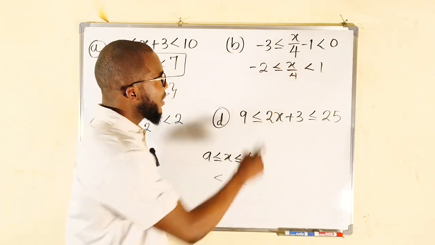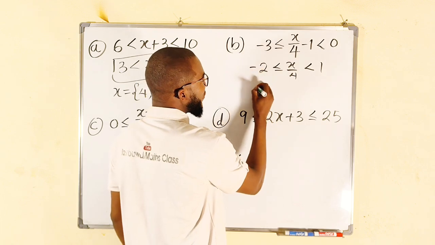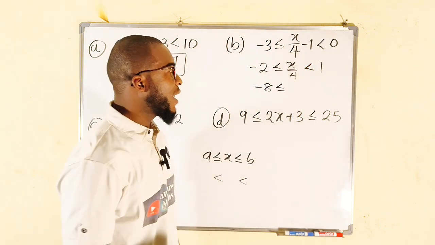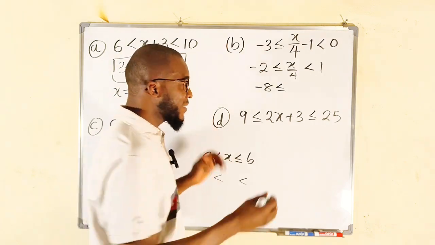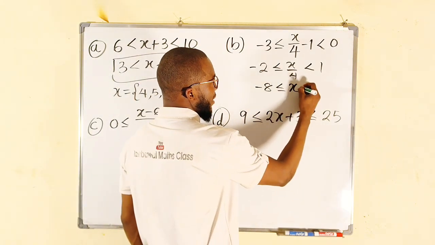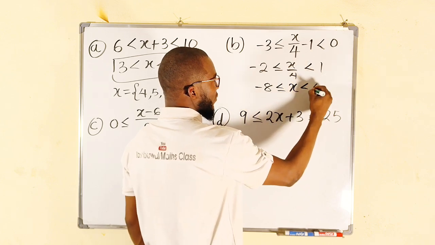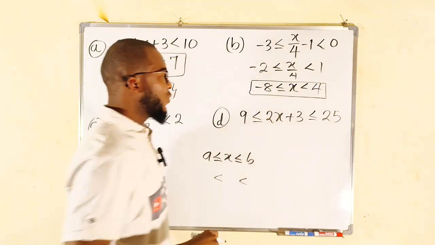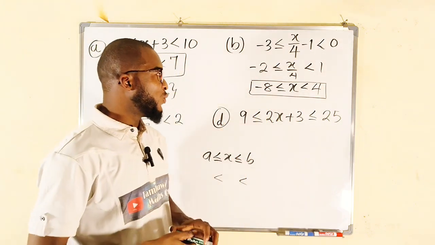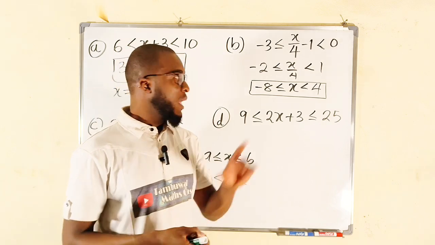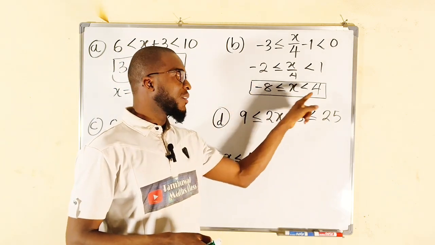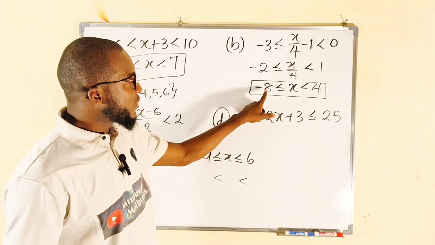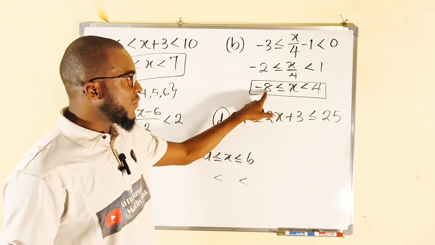Clear the fraction here. Negative 2 times 4 is negative 8, less than or equal to x divided by 4 multiplied by 4, which is just x. So we have x here, less than 1 times 4, which is 4, and hence this is the solution to this problem. So x is a value between negative 8 and 4, including negative 8 and excluding 4. And you can test it. Let's assume that x is negative 8.